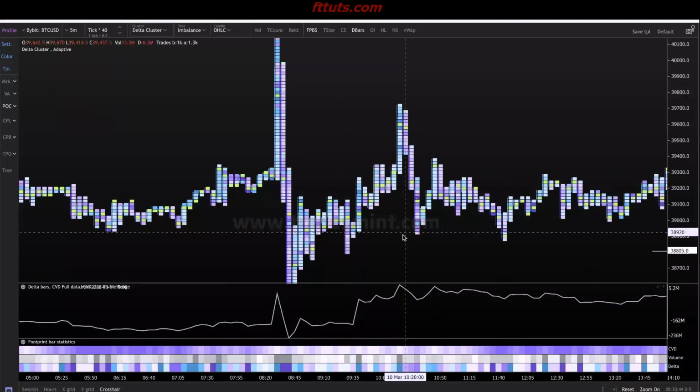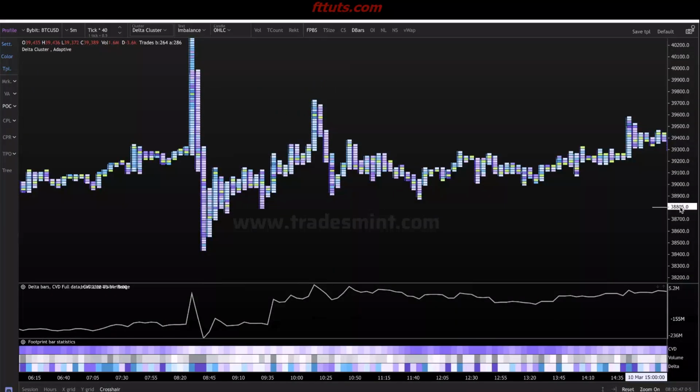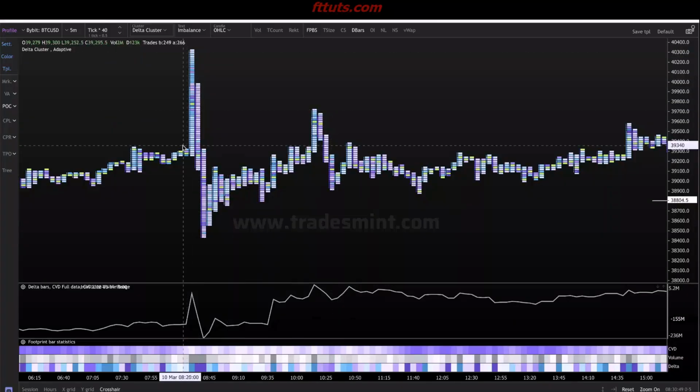Okay, so here we go. Here's a good example of a short. We can see we have a big move to the upside right here, and then we have a lower high, and CVD's now making a higher high, and then we do get a move to the downside from there.